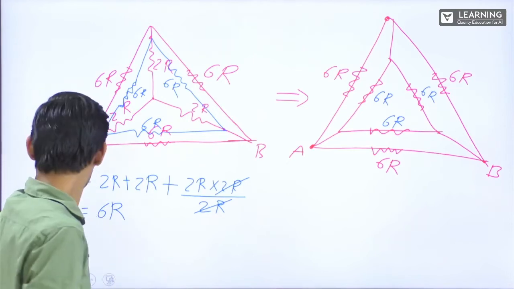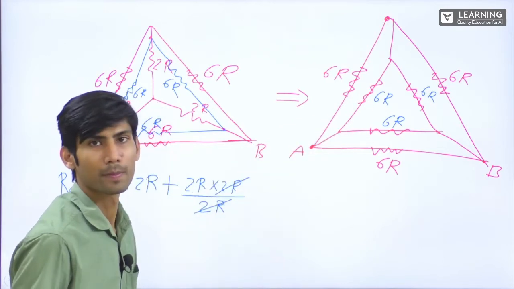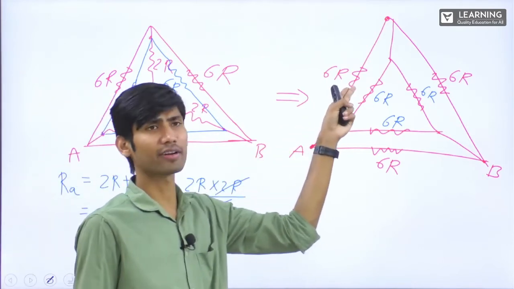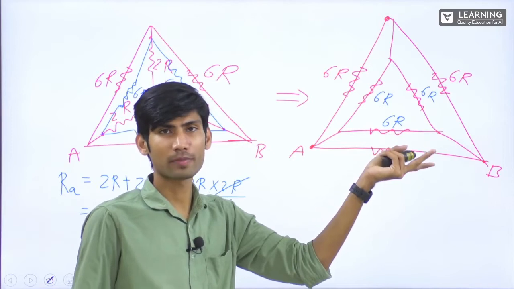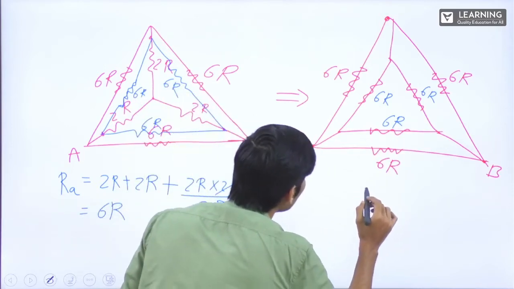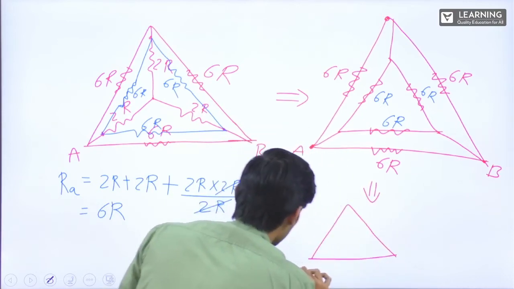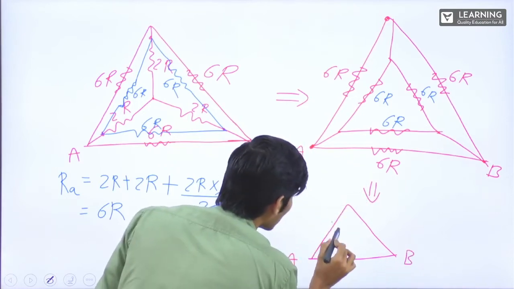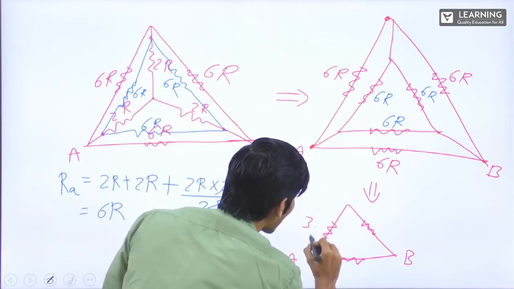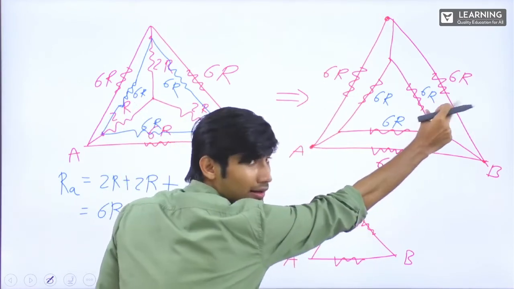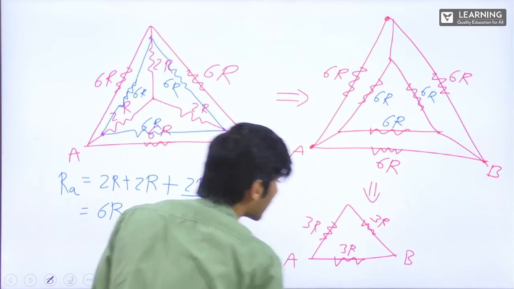Now, what will be the equivalent of these two? 3R. The resistance will be halved, right? They are in parallel. 1 by 6 plus 1 by 6 is 2 by 6. Reciprocal will be 6 by 2, that is 3R. So here, after this, we'll get a circuit which will be this. This is A, this is B. There will be one resistance here, one resistance here, one resistance here. This will be 3R, correct? These two are in parallel. This will be 3R. These two are in parallel. 6R, 6R. Parallel means half, that is 3R.